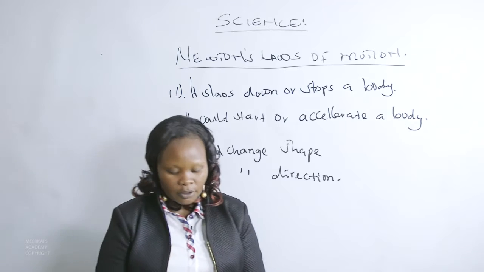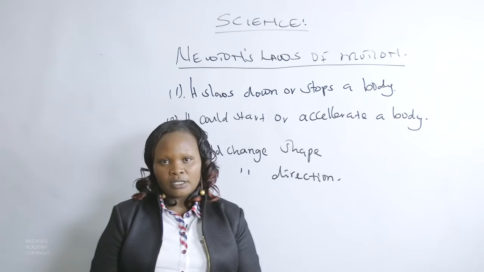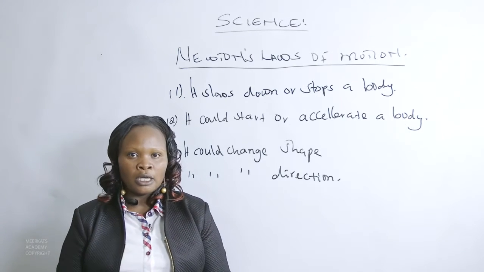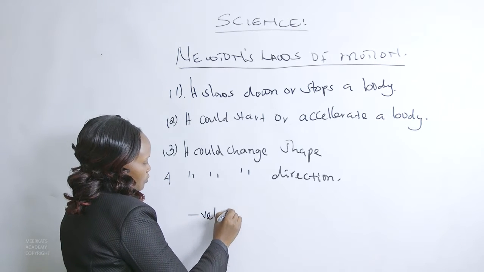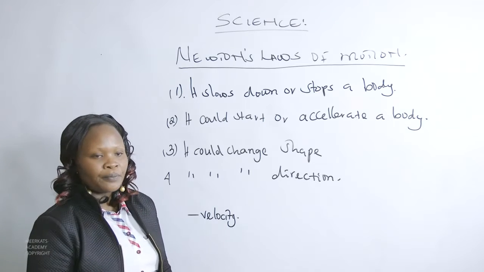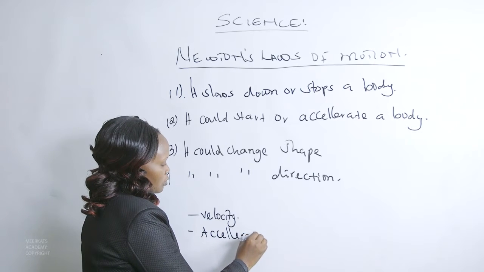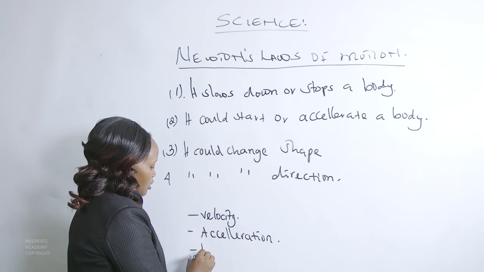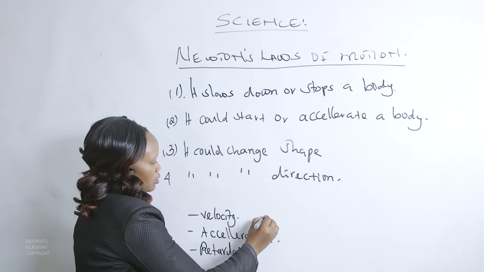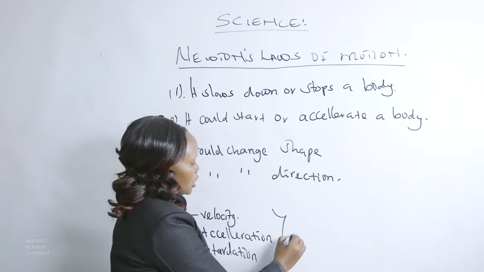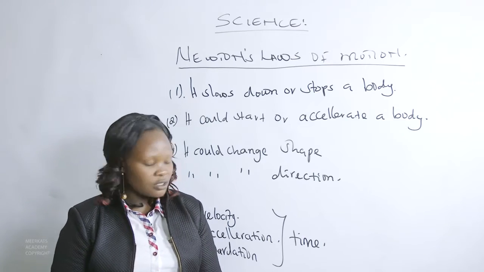Now, there are several parameters that we looked at when we were discussing linear motion that are associated with a body in motion, and one of them was velocity. The other one was acceleration. Onto our list, we could also add retardation. And of course, for all this to be achieved, time factor has also to be put into consideration.